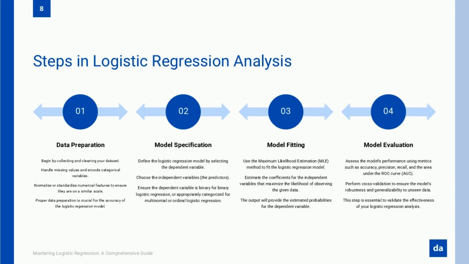Next, we move to model specification. This is where we define the dependent variable, the thing we're trying to predict, and the independent variables, the factors that influence that prediction. For example, if we're predicting whether a customer will buy a product, our dependent variable is the purchase decision, yes or no, while our independent variables might be things like age, income, and past buying behavior. Choosing the right variables is critical. If we miss an important one or include too many unnecessary ones, our model's accuracy can take a hit.